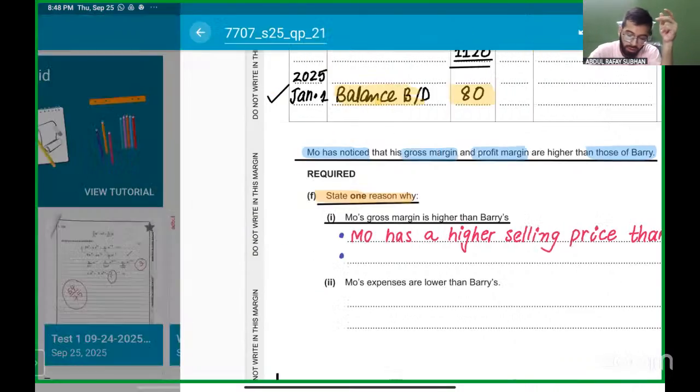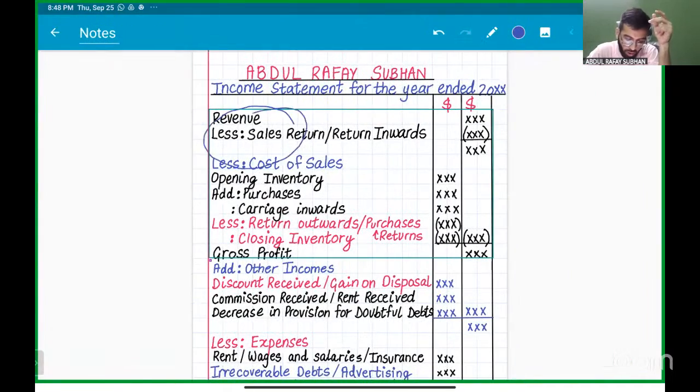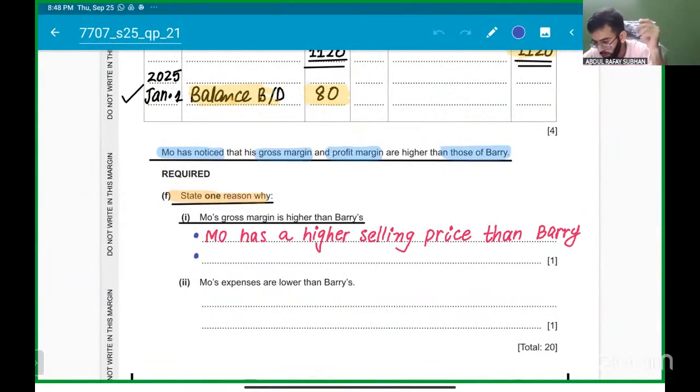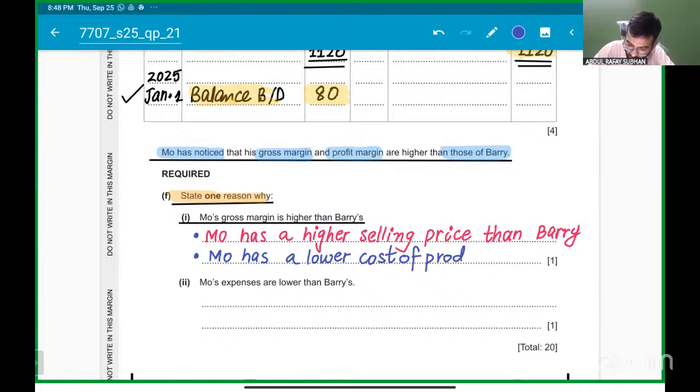The other thing can be either you can comment on the revenue side or you can comment on the cost of sales. कि Mo has a lower cost of production or cost of sales. Lower cost of मतलब हमें हमारी cost cutting ज्यादा हो रही हो, हमें efficient और we might produce productively and efficiently. Mo has a lower cost of production than Body. So you can write this down.